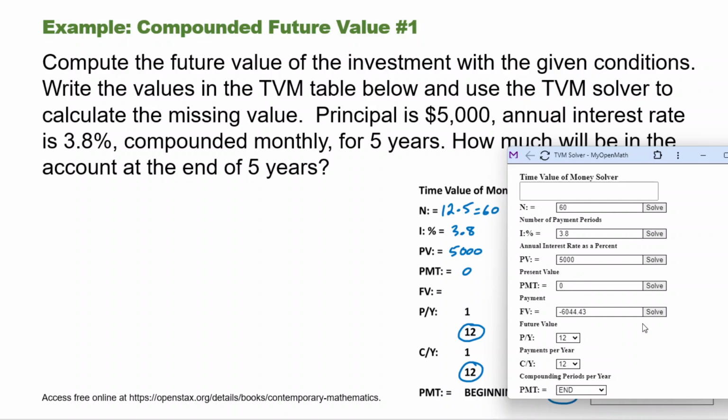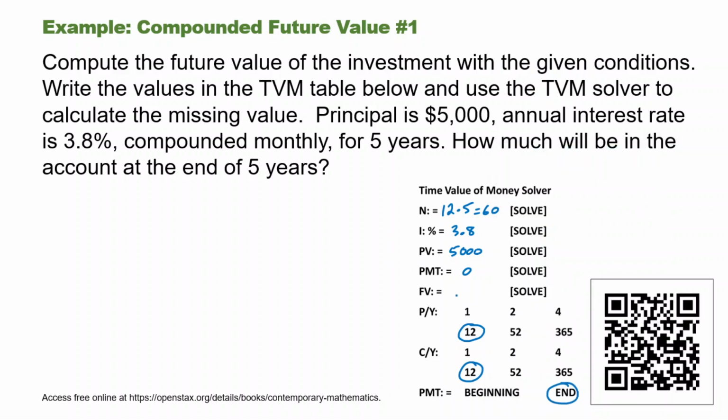The value that's here is negative 6,044.43. We chose the solve. I'm going to go ahead and circle solve under future value. So the resulting amount is negative $6,044.43, which means the future value in this account is $6,044.43.